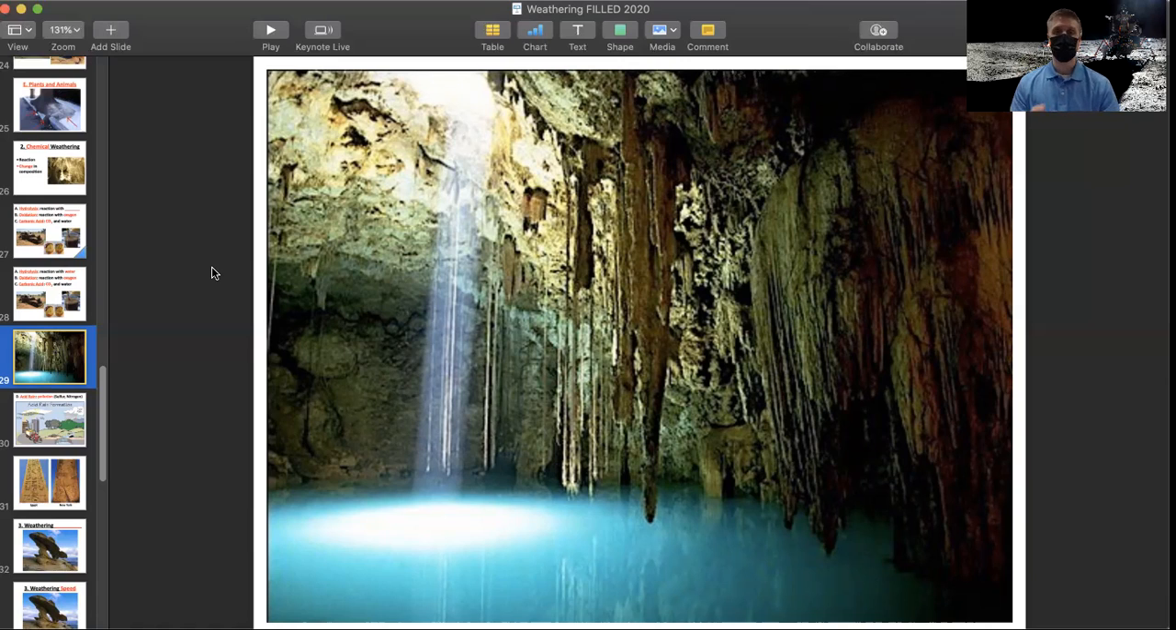So now there's an underground cave system, and then with a cenote, the part of the ceiling of the cave collapses, which leaves an opening into the cave system and the water below. So it's kind of an example. Over time, even though the carbonic acid that's in the rain is weak, given enough time, it can chemically weather and erode a lot of material.